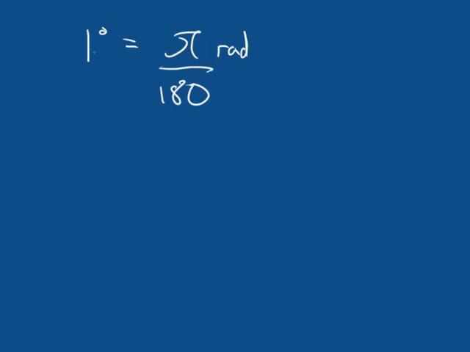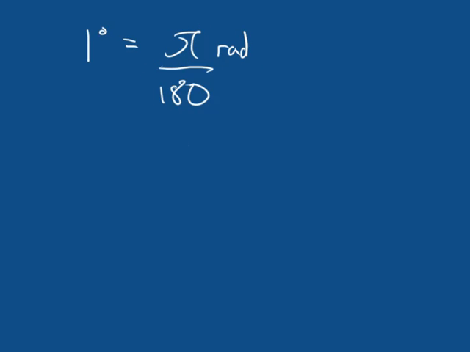That means if we want to convert our value in degrees to radians, we multiply our degree value by pi over 180, or in other words, we divide by 180 and we multiply by pi. So to convert from degrees to radians, we multiply by pi over 180.